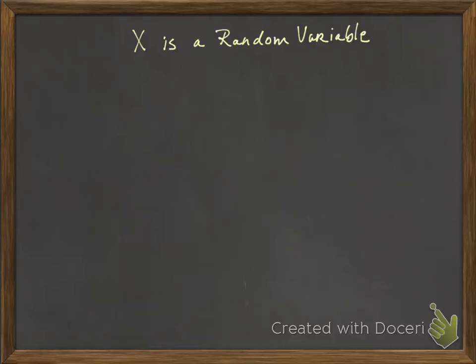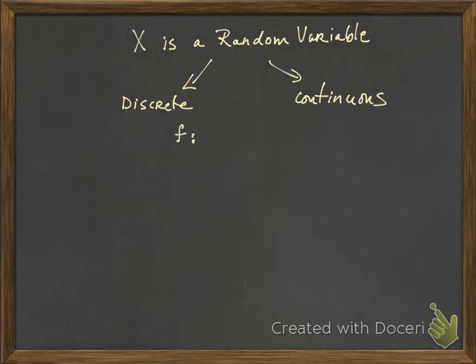In this video, we're going to talk about x as a random variable and the various functions that we define on x. Given that x is a random variable, we know that it can be discrete or continuous. In either case, we define a probability distribution function, denoted f, that takes values from our random variable and maps them to [0, 1].